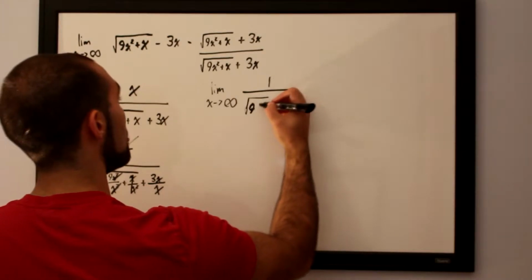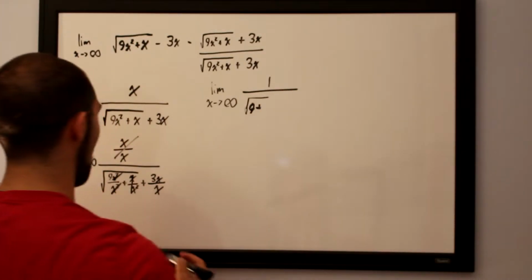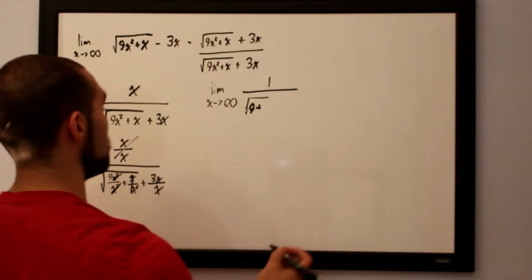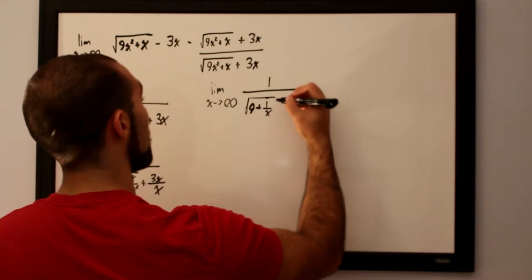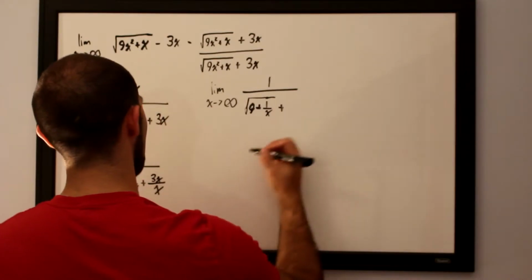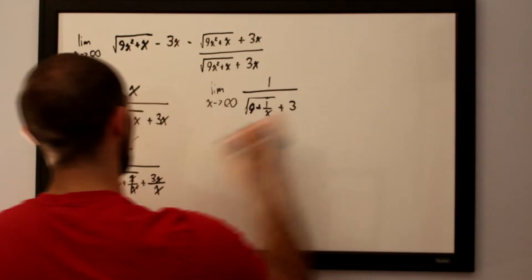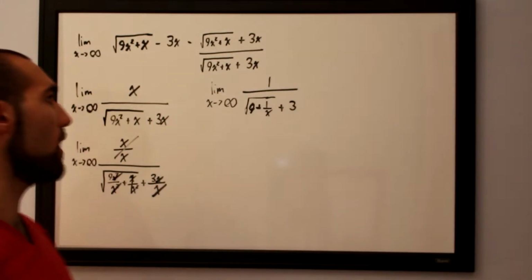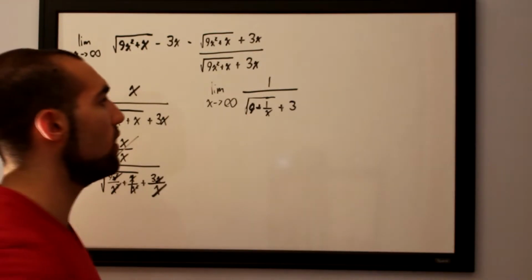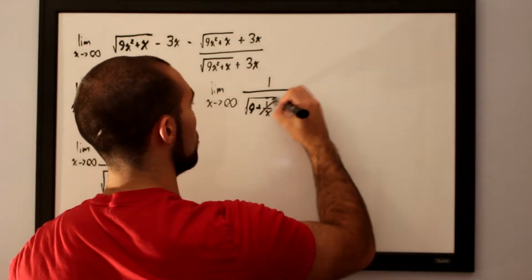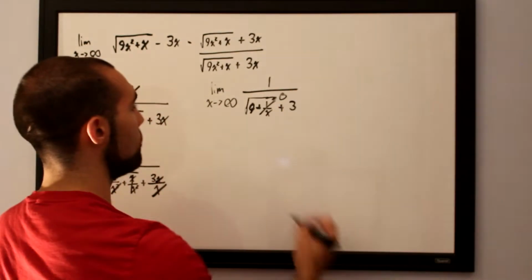Square root of 9 plus, and then we have x divided by x squared, which is simply going to be 1 over x. And then we're going to have 3x over x, which is simply going to go to 3. These x's are going to cancel each other out. So the limit as x approaches infinity for this function can easily be evaluated because we know that this is going to go straight to 0.